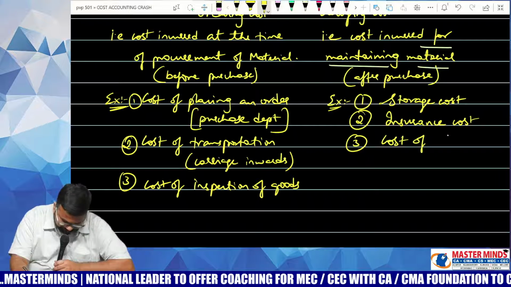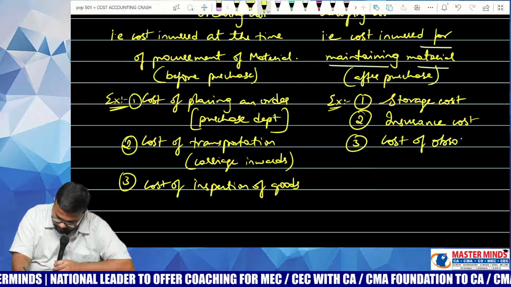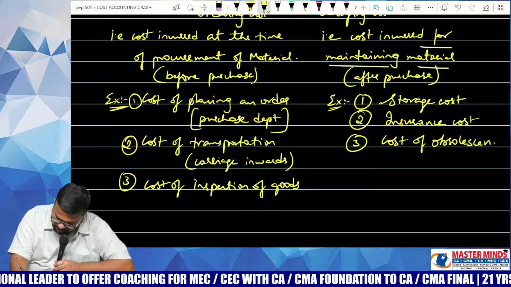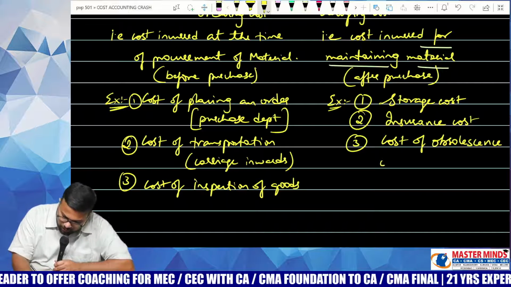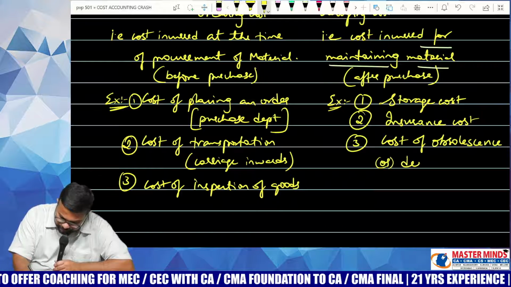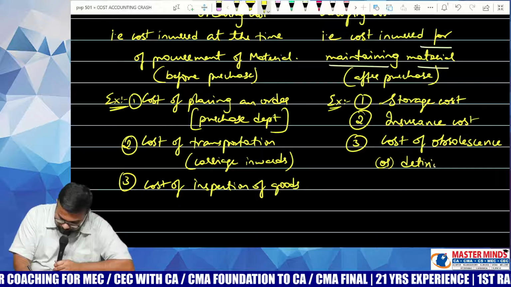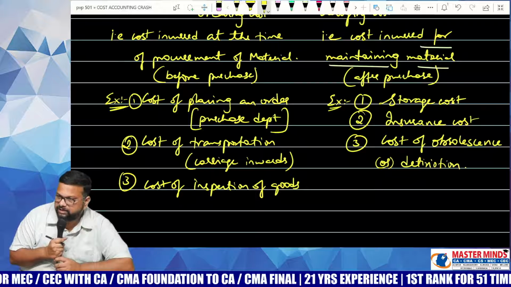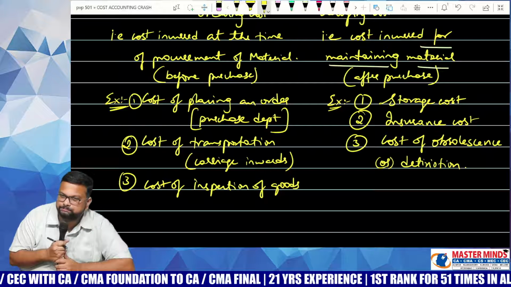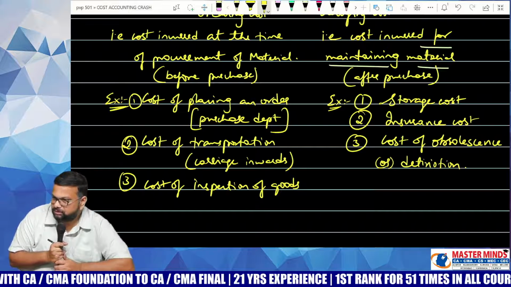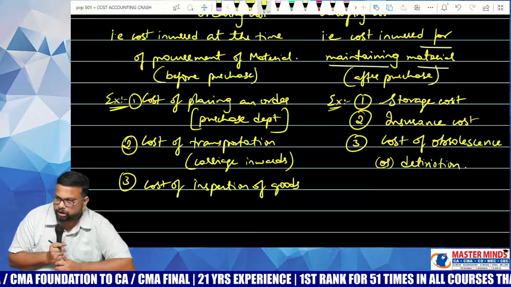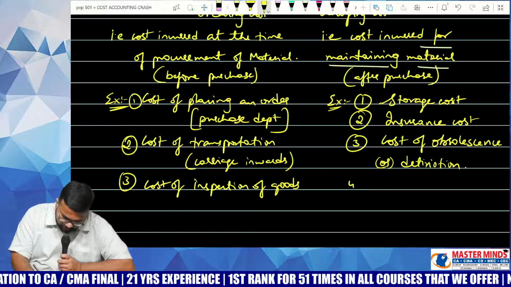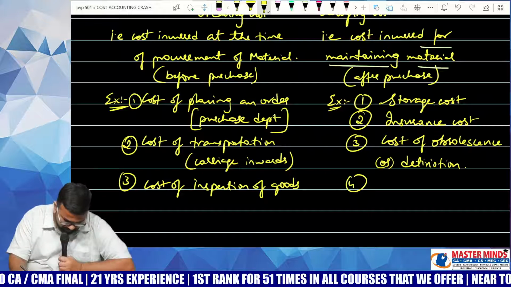The third one is cost of obsolescence or deterioration. When you store material, definitely there may be some spoilage or damage. That also you need to bear. Okay, cost of obsolescence.